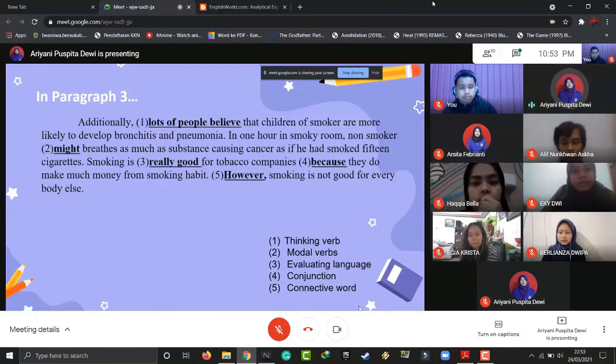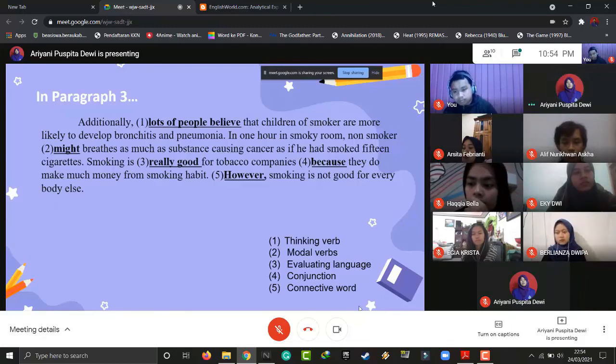This is number 4, the conjunction. The writer used the word because to support the previous opinion that smoking is good. And number 5, they use however to bring back his own opinion that smoking is not good for people.